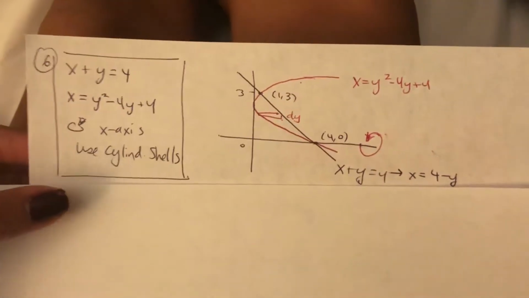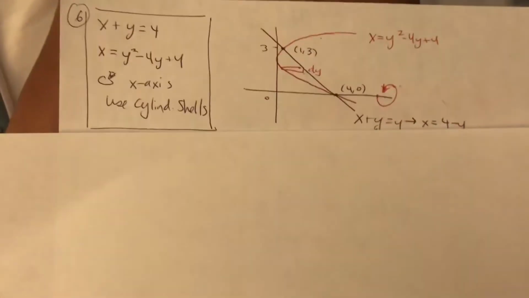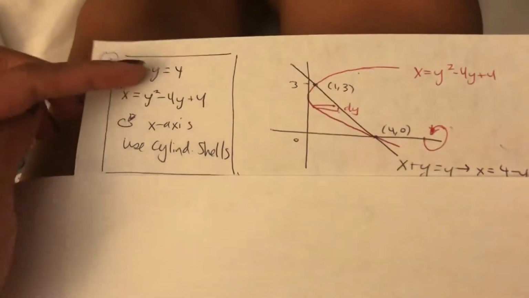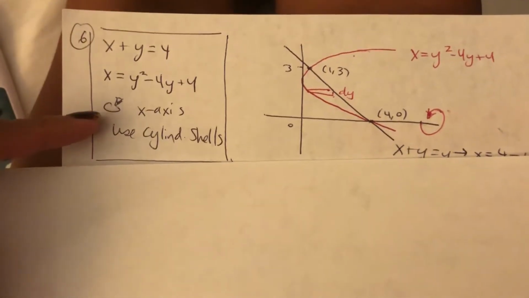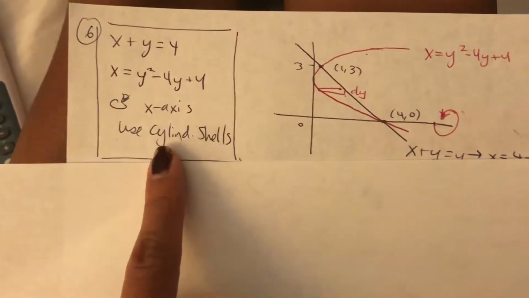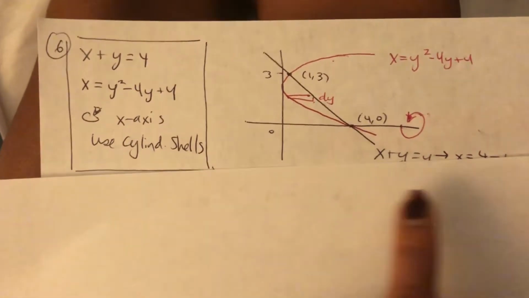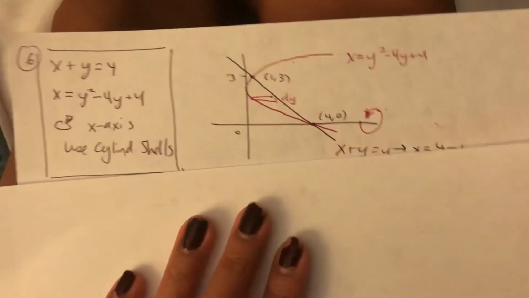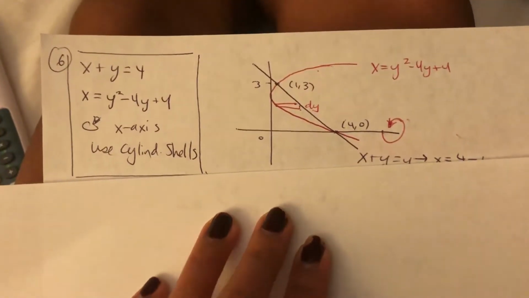This is number 6 from your previous exam. So here are the two functions, and we're rotating it about the x-axis, and they asked us to use cylindrical shells to solve for it. So the first thing I do is I graph the two functions.